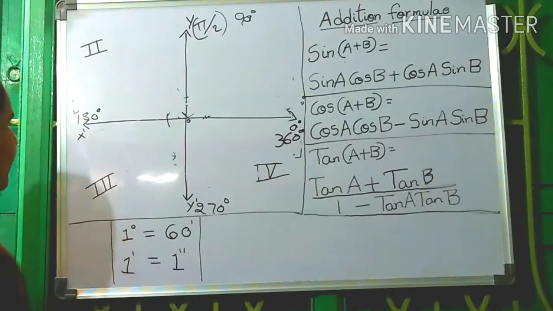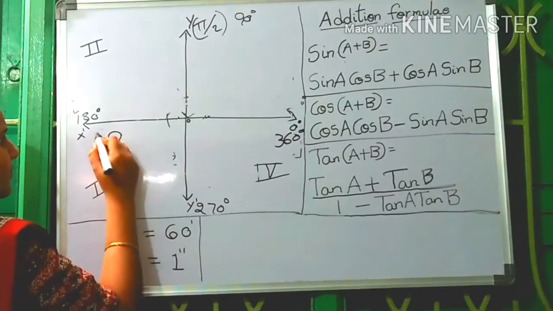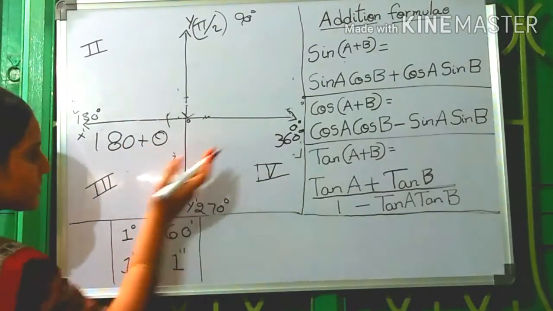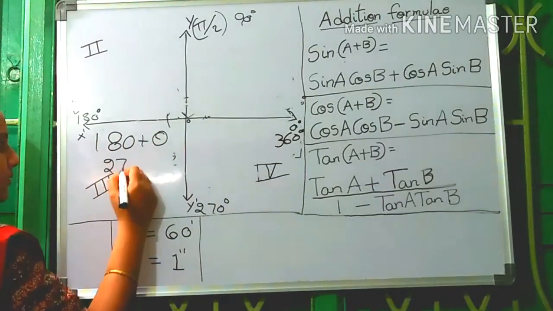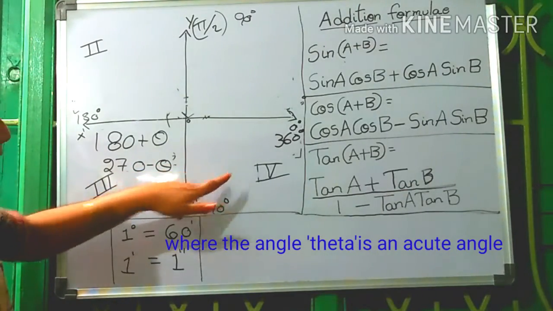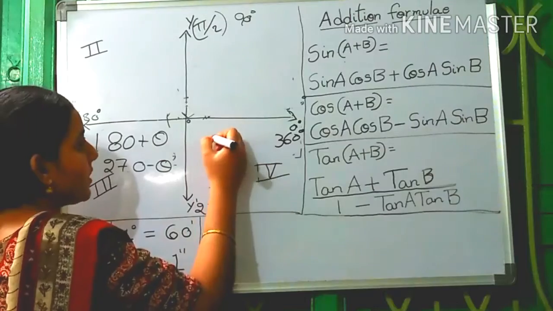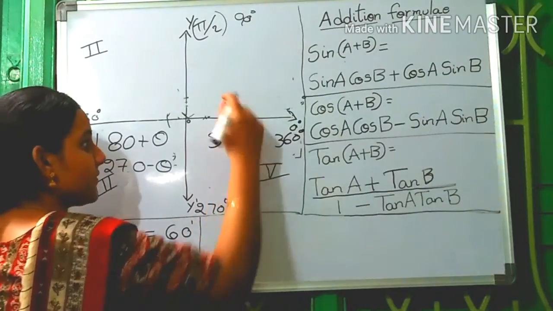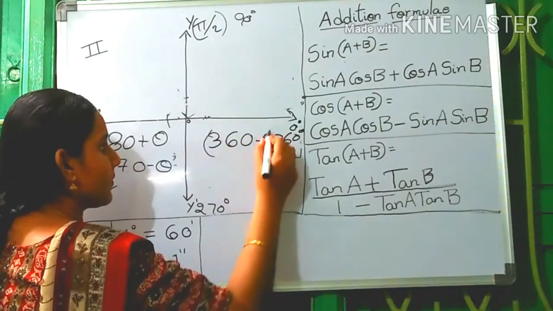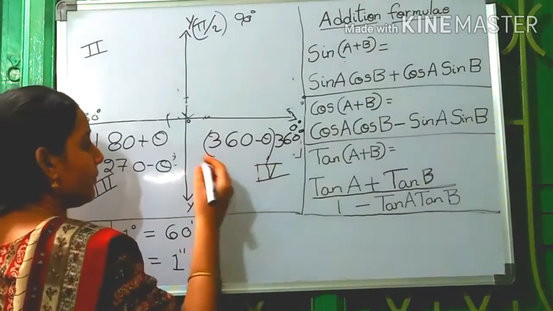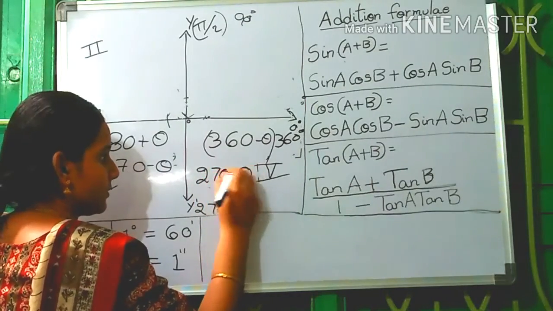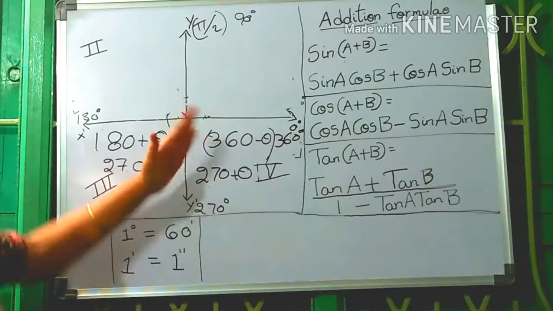So, angles in the third quadrant are mentioned as 180 plus theta or 270 minus theta. And angles in the fourth quadrant are mentioned as 360 minus theta or 270 plus theta.